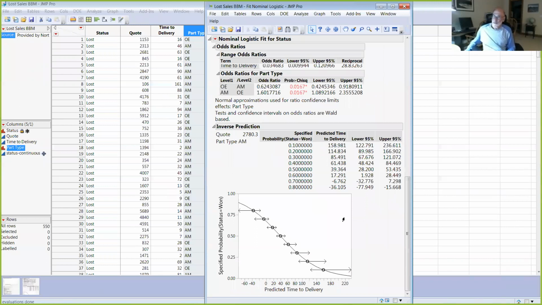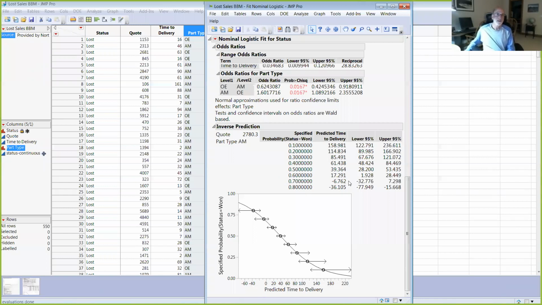And you can see the confidence intervals displayed in this picture as well. That's what these horizontal lines are. You can see that the uncertainty range is larger for the longer delivery periods. But you can also see the point estimates here, point estimates in the middle. So basically, to get to a 70 or 80% chance of winning, you'd have to have a negative time to delivery.